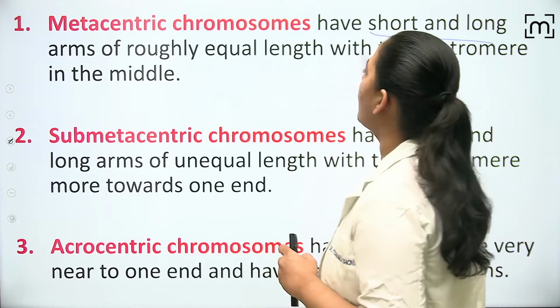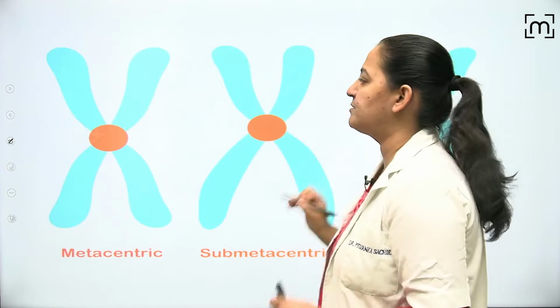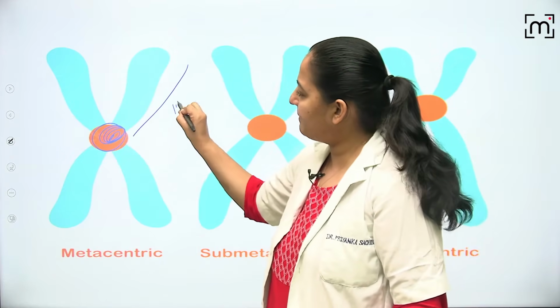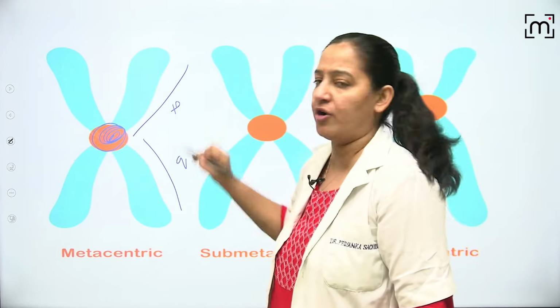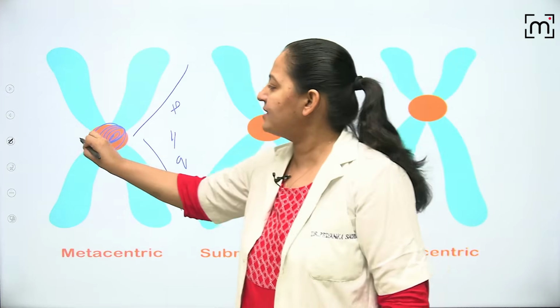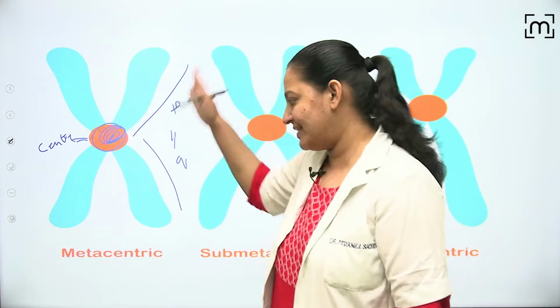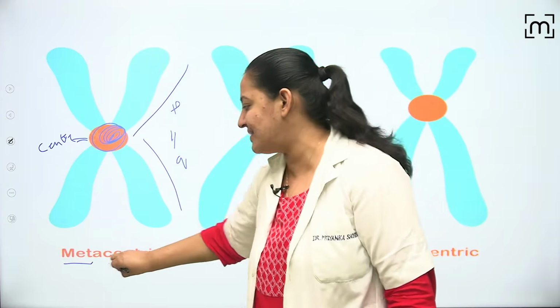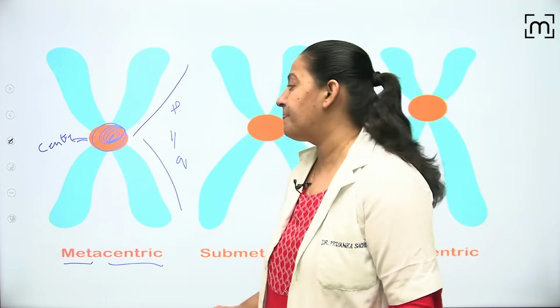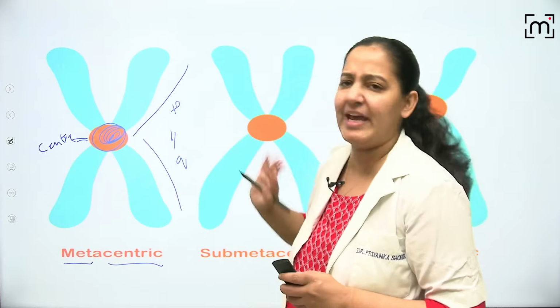the short and long arms are roughly equal in length. Can you see here? This is the centromere. It is in the center. So this is the short arm, P, and this is the long arm. Actually, they are equal to each other because the centromere is at the center. Such chromosomes are known as metacentric. Metacentric means the centromere is at the center, so the short and long arms are roughly equal with each other.